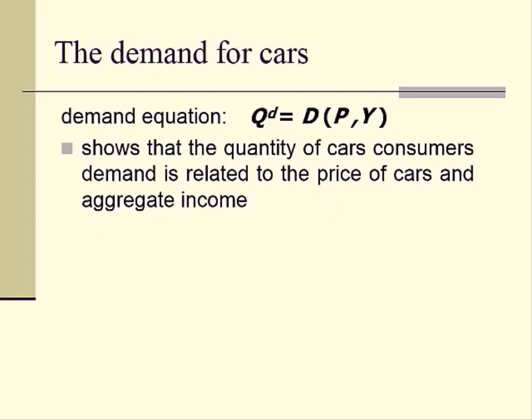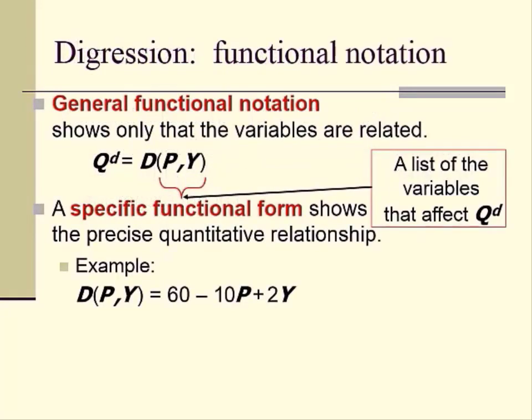Here D stands for demand. It's a function of, the parenthesis shows, two variables P and Y. That is, the equation shows the quantity of cars consumers demand and how it's related to the price of cars P and the aggregate income Y. This is a general notation of the equation. We often are not concerned with the exact quantity between variables, so we'll often use the general functional notation.